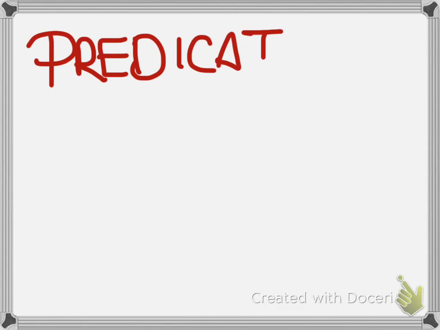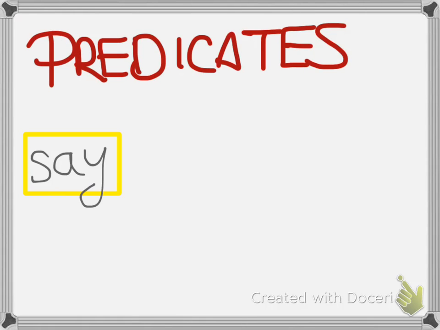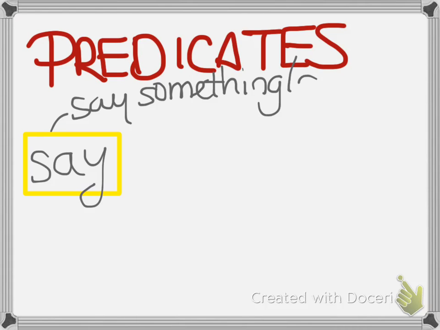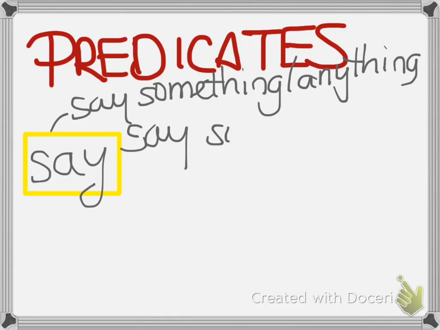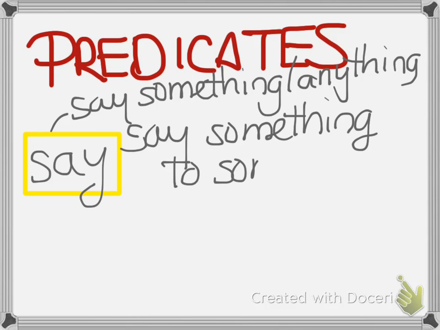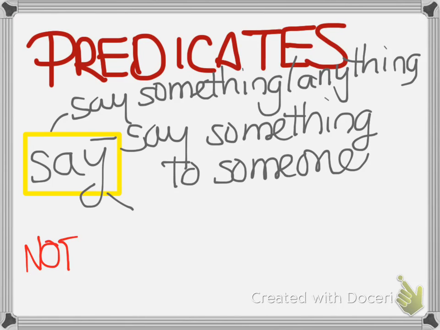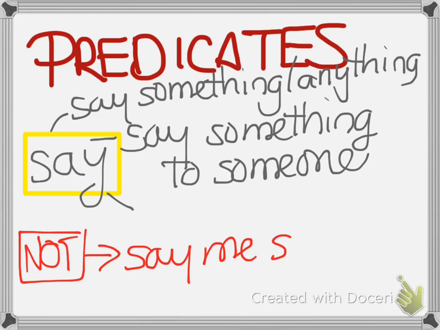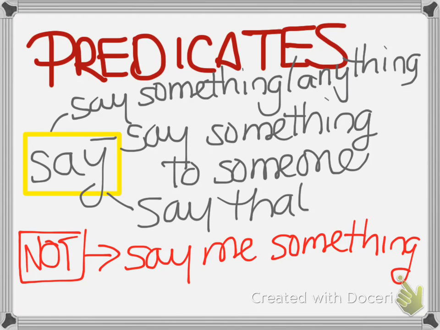We organize the predicate information differently as well. With say, you can say something, you can say anything, or you can say nothing. Again, any word ending in ing uses say. You can say something to someone, but you cannot say me something. The person does not go after say. Say is also used a lot with reported speech. Say that. He said that he was happy.